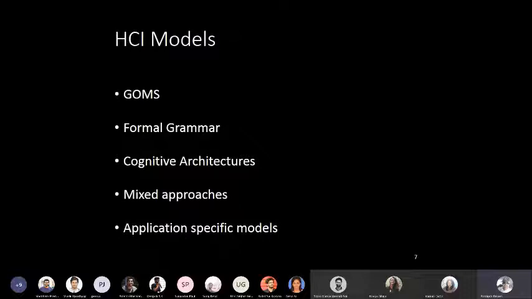And then there is a widespread use of application specific models, and perhaps those are the most common or widely used models because they are tied to a particular application, and that's why it's pretty easy to use. So we will look at their general purpose and some effort to standardize. But again, the previous three, GOMS, formal grammar or cognitive architecture, tried to work for any general purpose human computer interaction task, while the application specific models look at specific applications. So first, let us look at the GOMS model.